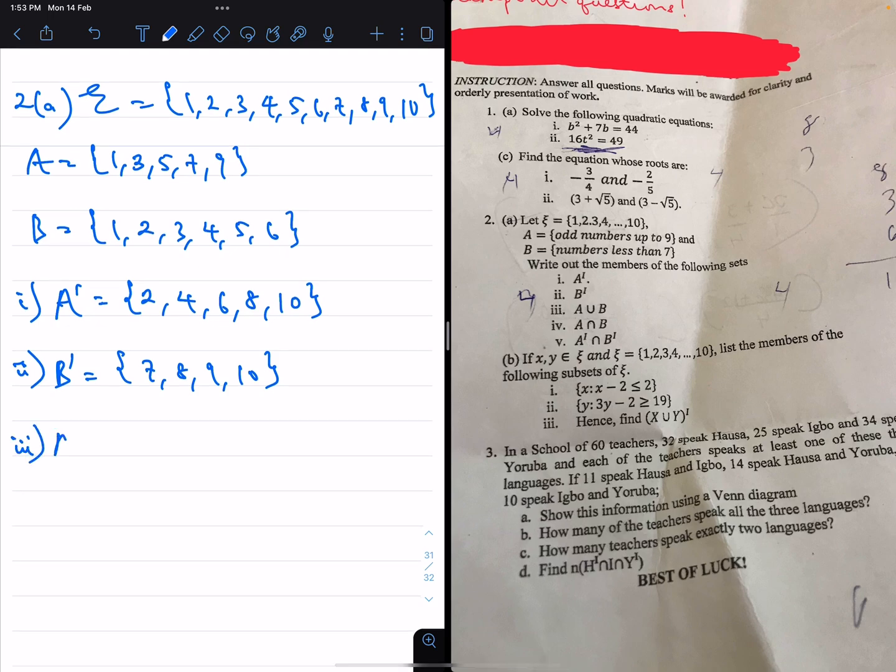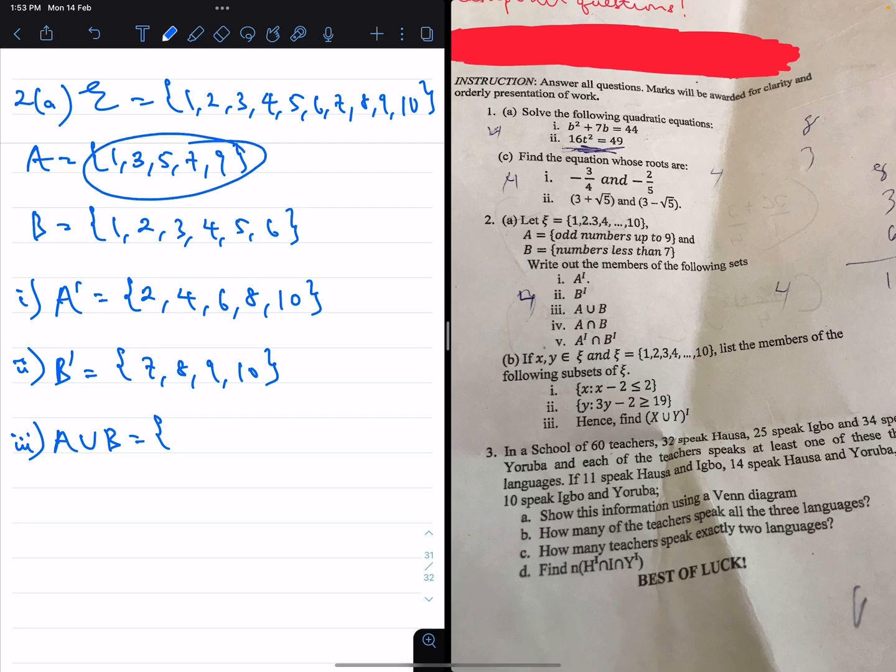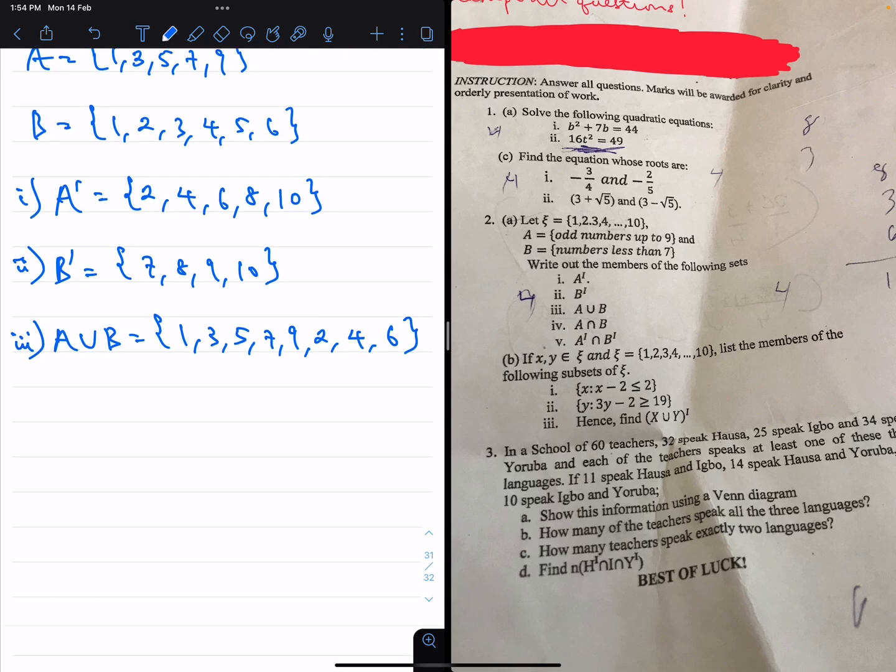Roman figure 3, the elements of the set A union B. That's a combination of A and B, so we can write all the elements of A first, and those are 1, 3, 5, 7, 9. And now we write the elements of B that are not already in A, and that will be 2, 4, and 6. That's how to combine two sets. So the elements of A union B are 1, 3, 5, 7, 9, 2, 4, 6.